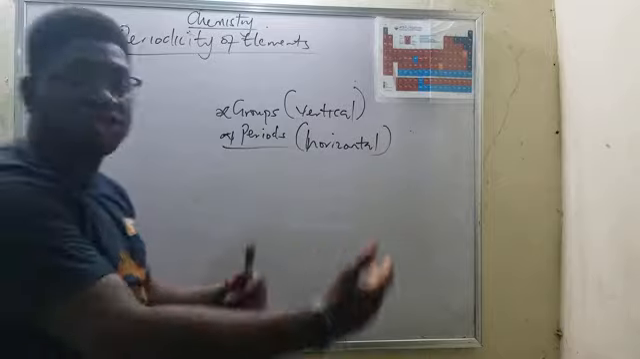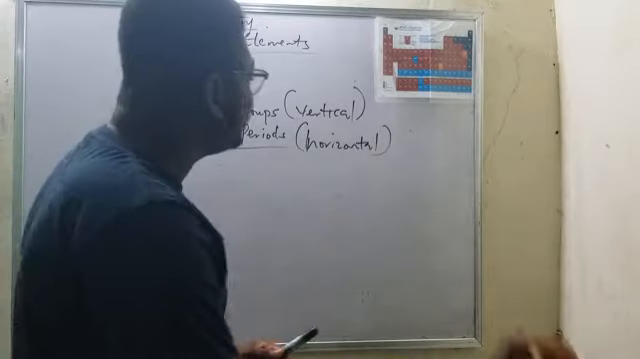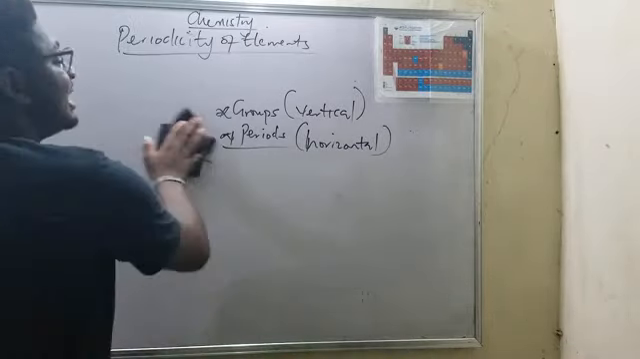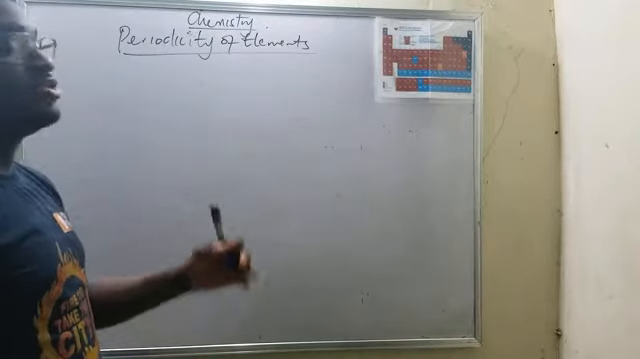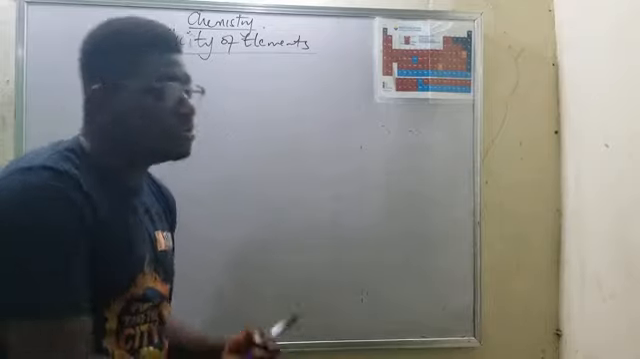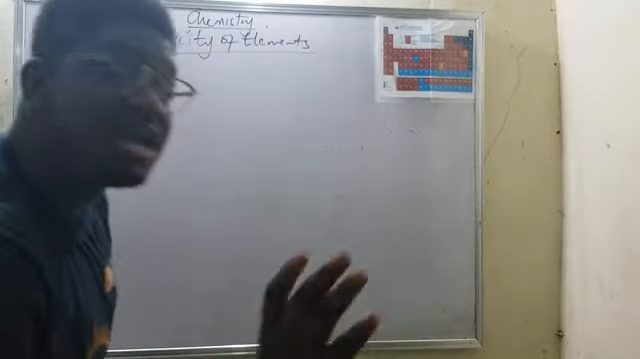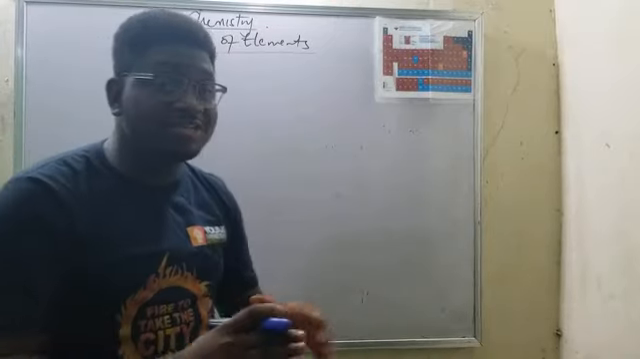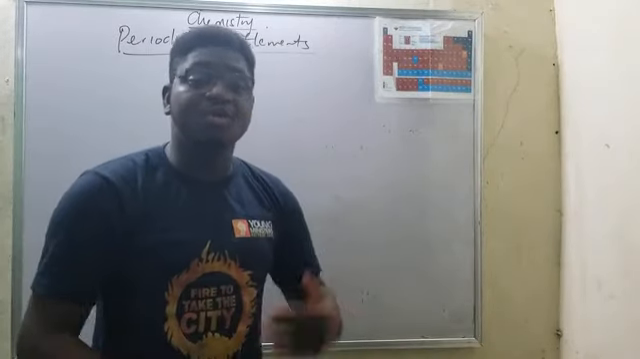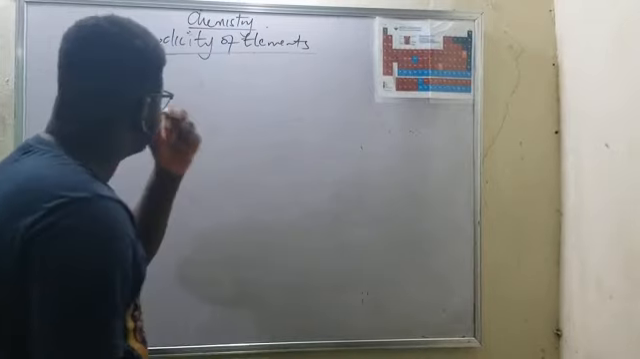There are some specific characteristics that are recurring in these trends, either down the group or across the period, and those specific characteristics are what we call the periodicity of these elements. Please do well to follow me.